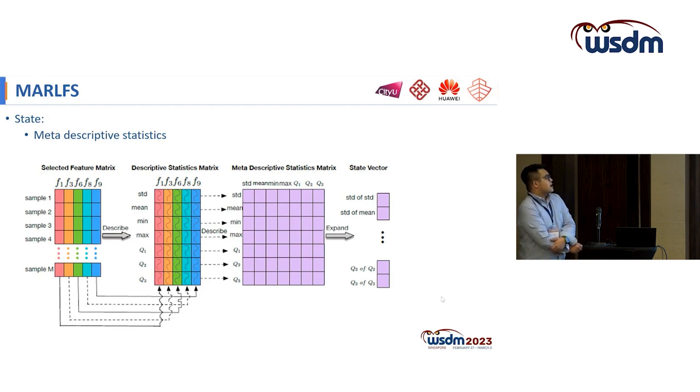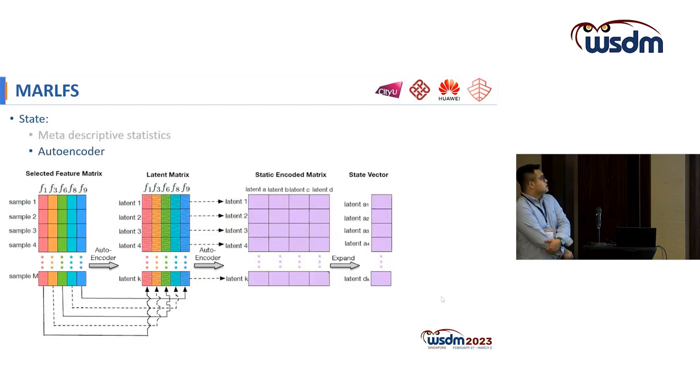To obtain the final state, we first compute the descriptive statistics along the columns and then we compute it again for every row. And we get this meta descriptive statistics matrix, and by concatenating all of this together, we get the final state vector. And the second is autoencoders.